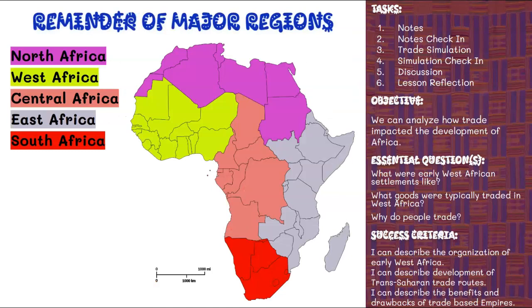Just a couple quick reminders. When I'm talking about West Africa, I'm talking about this area in the lime green. And when I'm talking about North Africa, I'm talking about the area in the hot pink. Now, remember, the Sahara Desert is all through here. That will matter, so just keep that in mind as we move forward in this lesson.